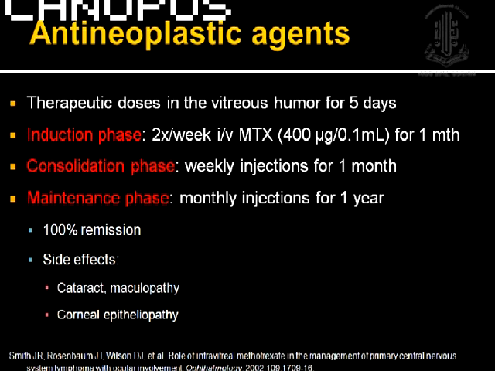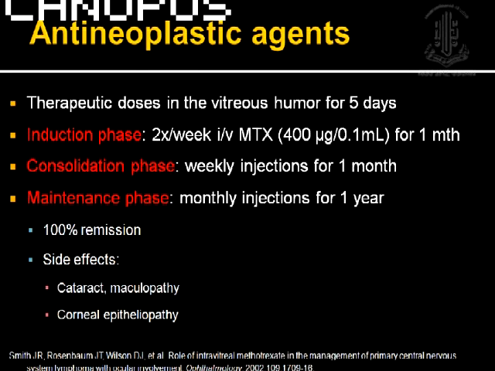So you have an induction phase of 2 times weekly of 400 micrograms in 0.1 milliliter for 1 month. Then you have a consolidation phase, which is weekly injections for 1 month, and maintenance is monthly injections for 1 year. This shows 100% remission. It's a very, very effective drug.